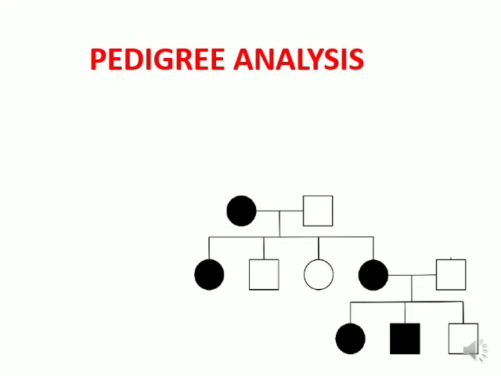Today's lecture is on pedigree analysis. In this lecture, we will come to understand what a pedigree chart is, what the application of a pedigree chart is, how this chart is used to identify the genetic disorder present in a family, and what the mode of inheritance of the disorder in the family is. This topic is very important in genetics, and a number of questions are asked in various examinations.